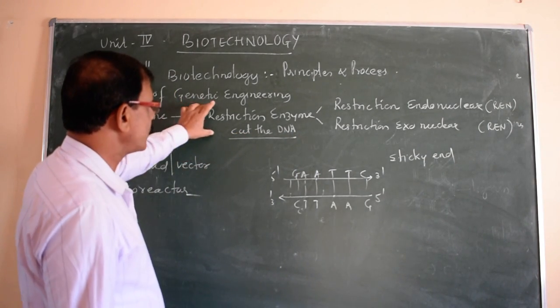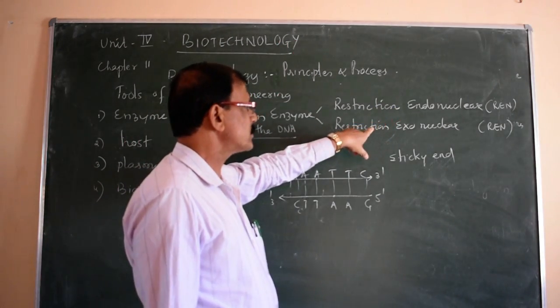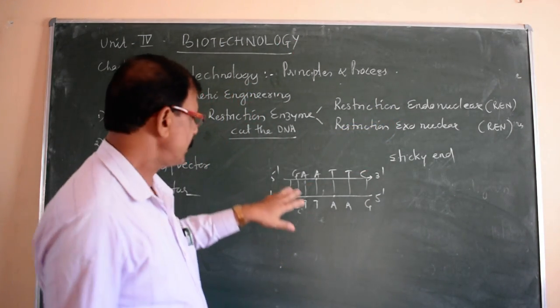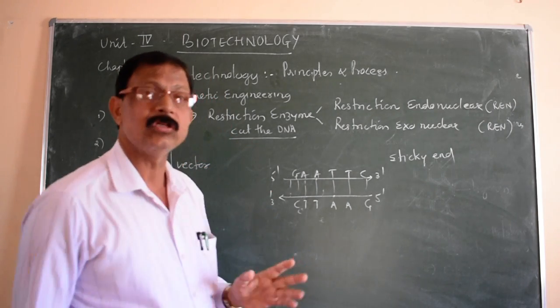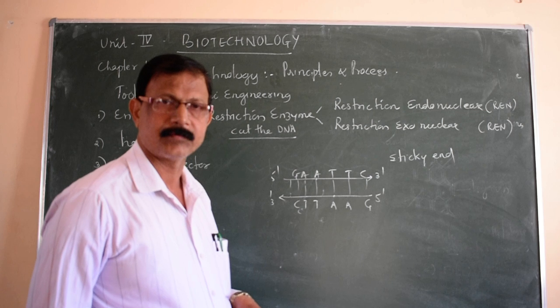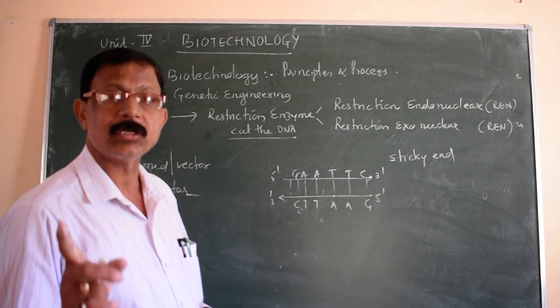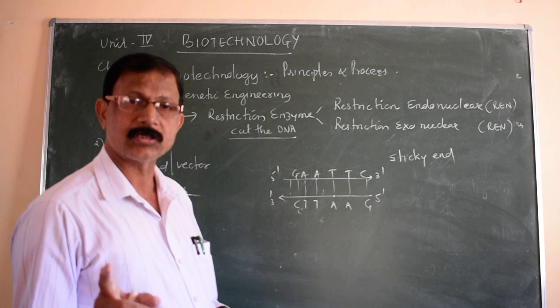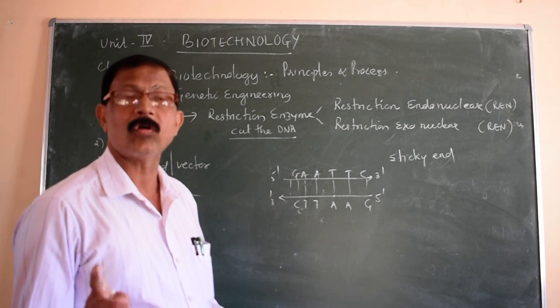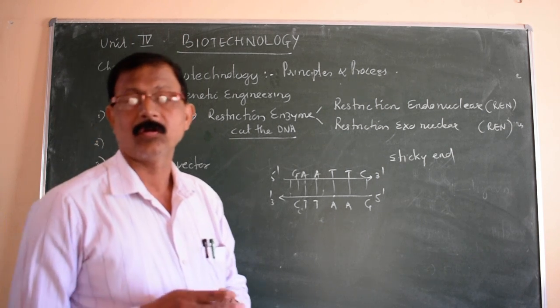Generally enzymes are two types. I said restriction enzymes are two types: restriction endonuclease and restriction exonuclease. Generally these enzymes are used to cut the DNA molecule. Restriction enzymes are generally called a biological scissors, or biological knife.